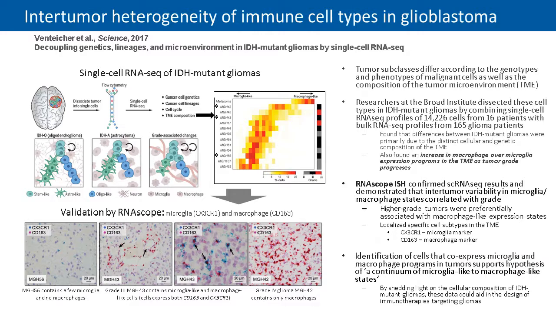Higher grade tumors were preferentially associated with macrophage-like expression states, whereas lower grade tumors either had a mix of macrophage-like or microglia-like cells, or little to no macrophages or microglia. And by shedding light on the cellular composition of IDH mutant gliomas, these data could aid in the design of immunotherapies targeting gliomas.